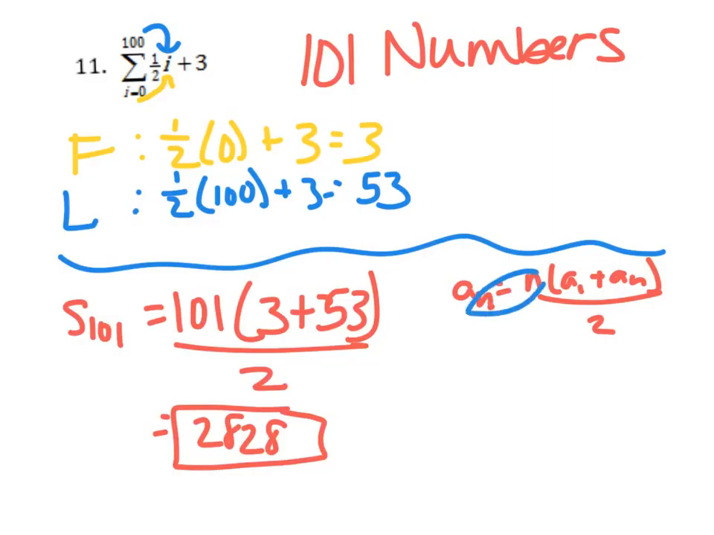These two are the same. Ignore the fact that this is a sub n. A sub n is just a notation to tell you last term. And your last term you get by plugging in 100, not 101.